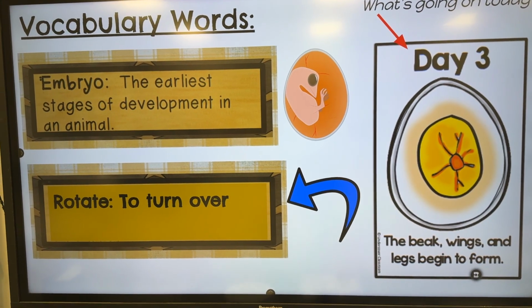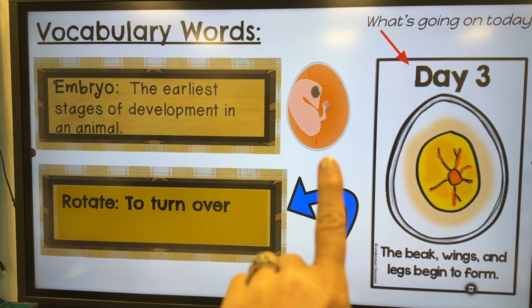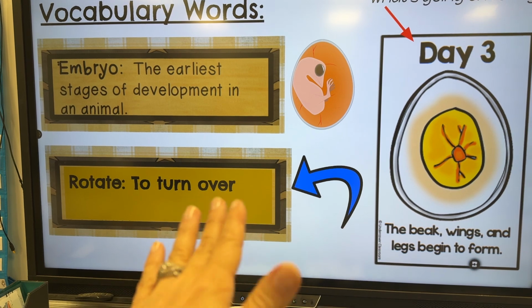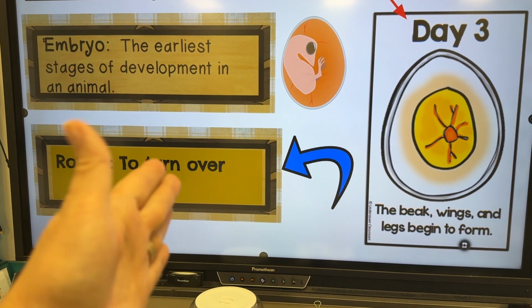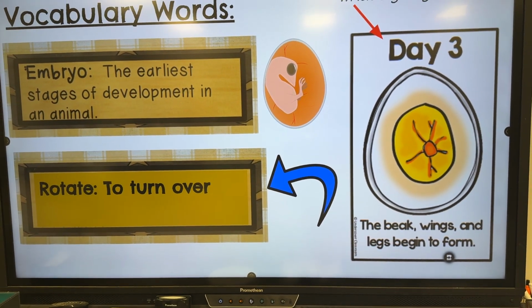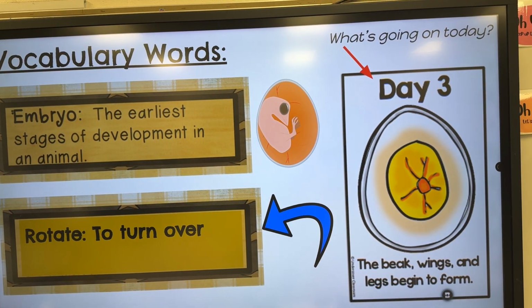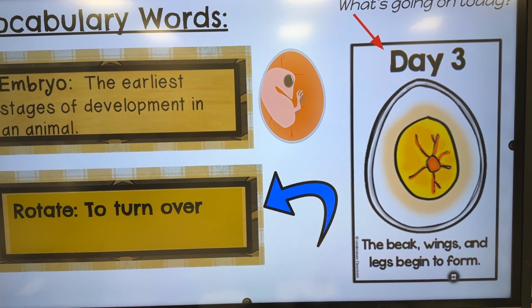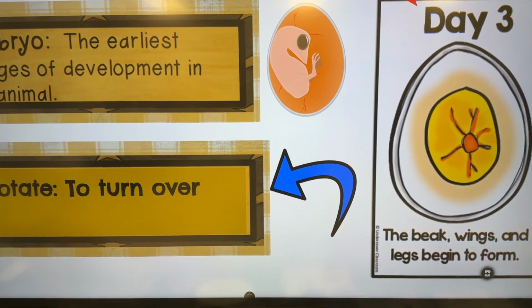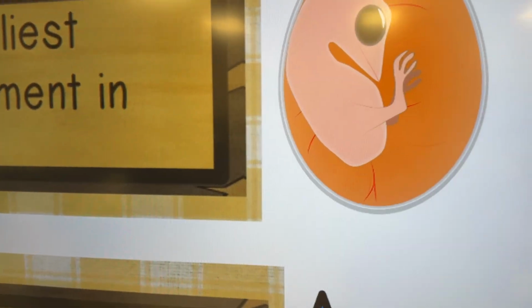Day three, we learned embryo is the earliest stages of development. That's what you call the baby inside the egg as it's developing. Rotate, we learned how the incubator rotates the eggs back and forth, and why it does that, so that the embryo doesn't get stuck to one side, and it protects that air sac at the top. On day three, the beak, wings, and legs begin to form. Let's look at day four.